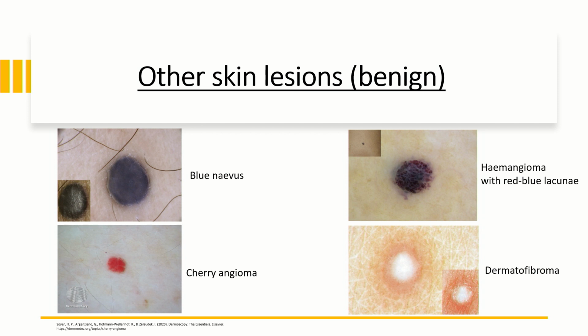Other skin lesions that you may find in a patient, and these are all completely benign, but I see them quite often. Blue nevus, which I have shown previously. Cherry angioma, I'm sure you would have seen it. Normally it looks like pink or red papules or macules. And with this one, hemangioma, you see red-blue lacunae. And this one is pretty common, it's not that uncommon.